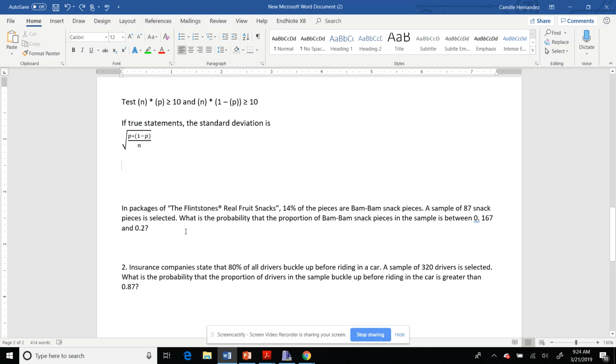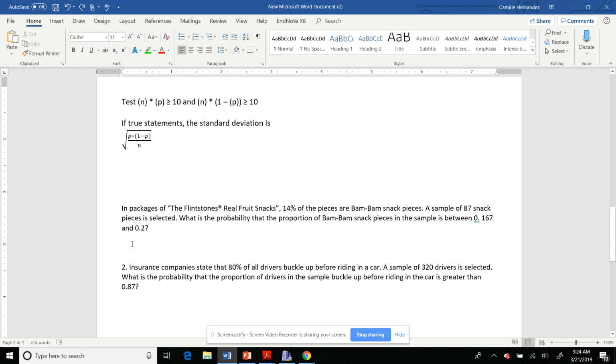So the first one is: in a package of Flintstones real fruit snacks, 14% of the pieces are Bam Bam snack pieces. A sample of 87 snack pieces is selected. What is the probability that the proportion of Bam Bam snack pieces in the sample is between 0.167 and 0.20? All right. So what I'm going to do is take these up here and fill them in because I want to know if they're true.